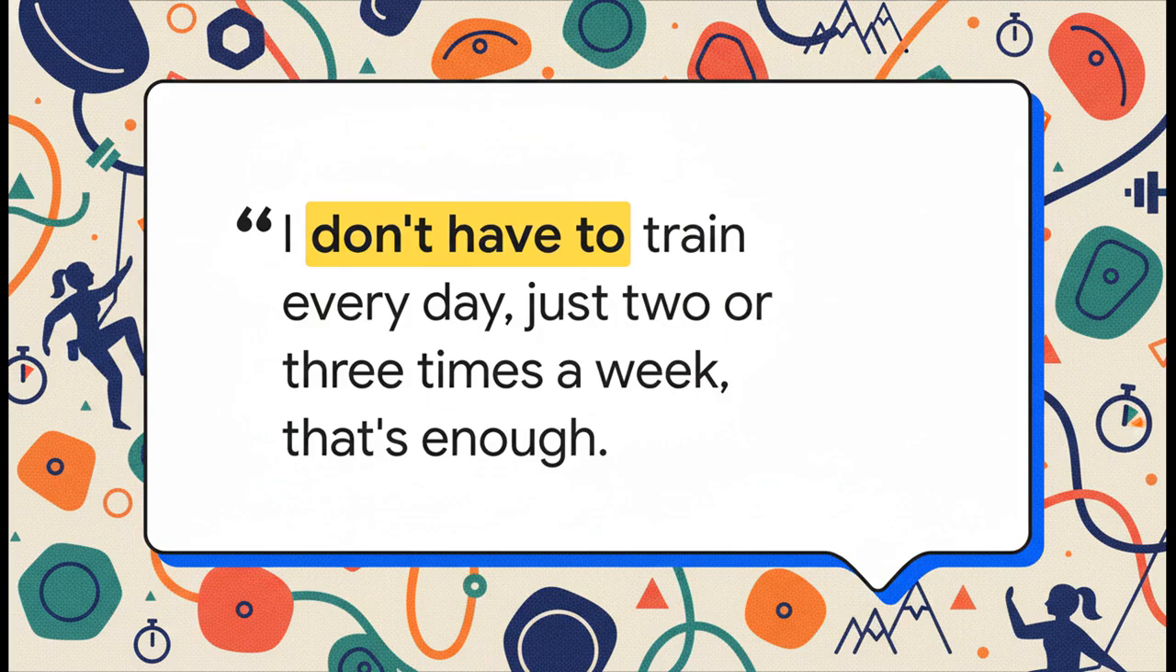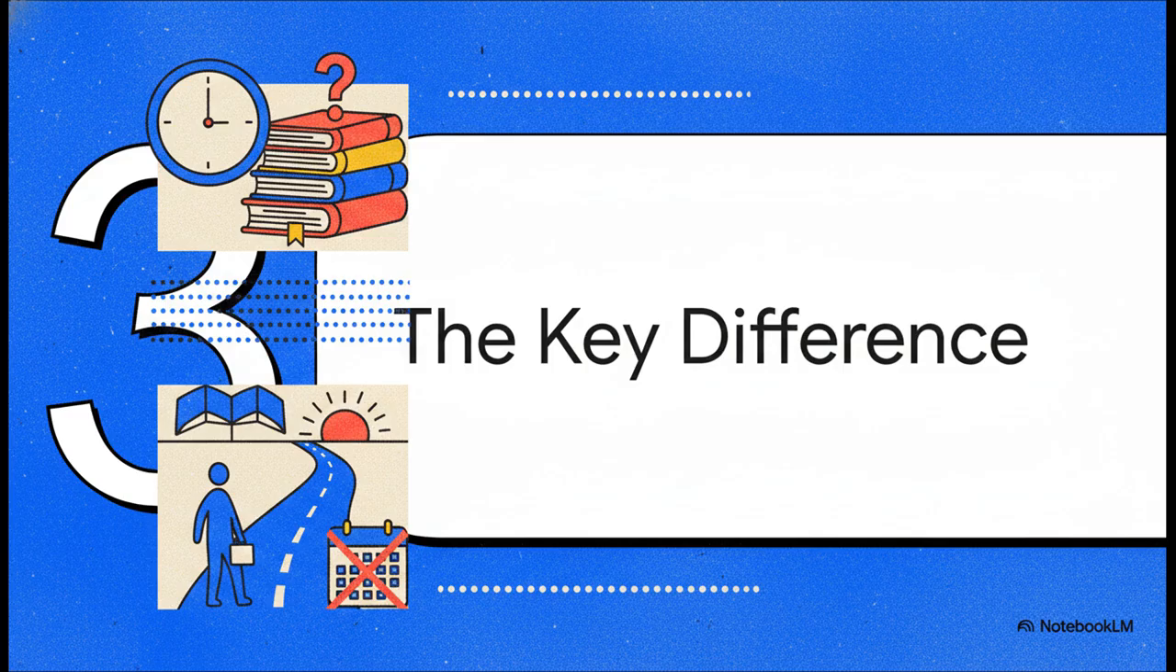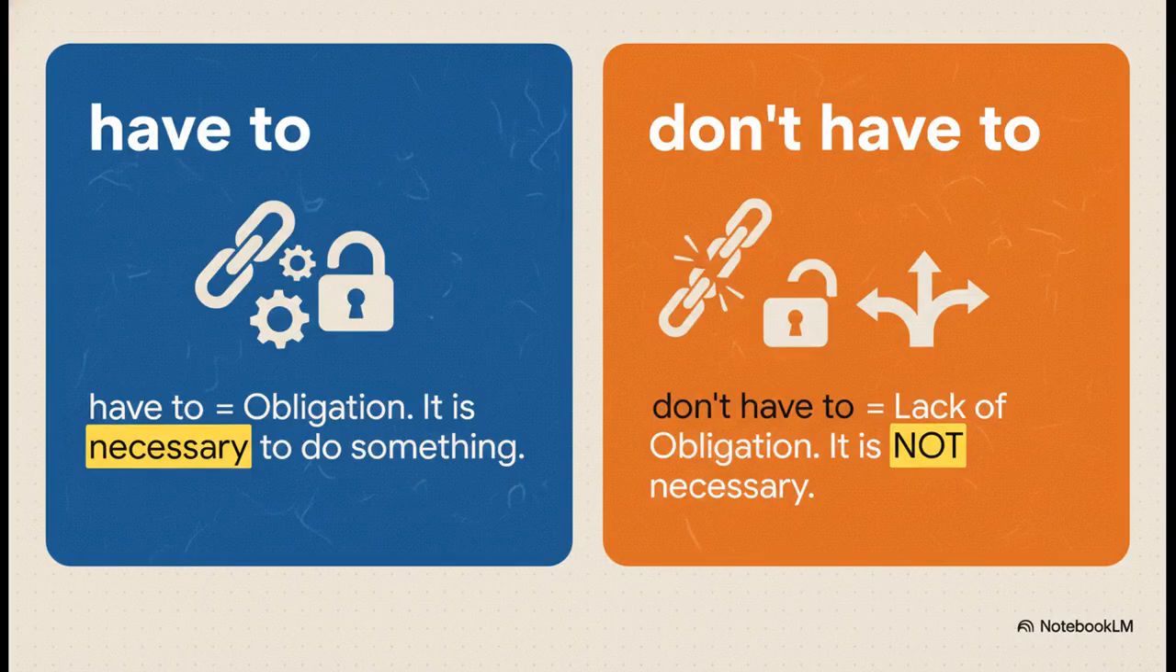It's her choice. Okay, let's put these two side by side. I want to make this key difference totally 100% clear. Here it is, boiled down. Have to means it's necessary. Don't have to means there's a lack of necessity. It's that simple, really. Obligation versus option.